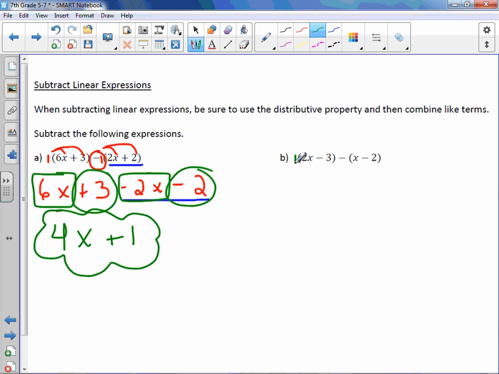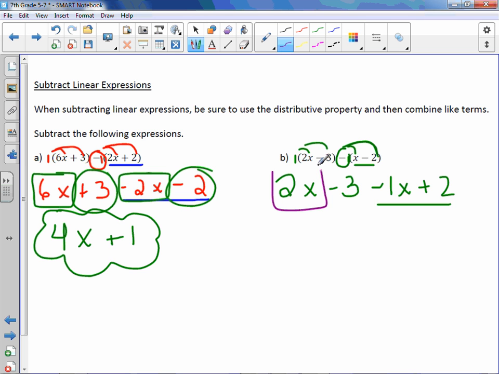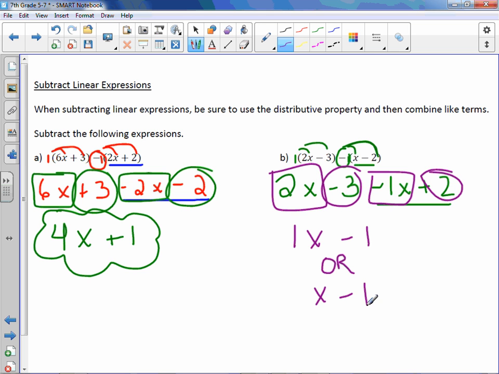Letter B, 1's outside the parentheses, and distribute. Again, remembering we're distributing -1 there. So 2x minus 3, -1 times x is -1x. -1 times -2 is positive 2. Again, this being down here the additive inverse of x minus 2. We change the sign of both of them. Our like terms, 2x minus 1x is 1x. -3 plus 2 is -1. And you could also write that as x minus 1.